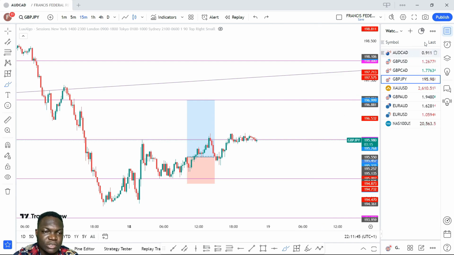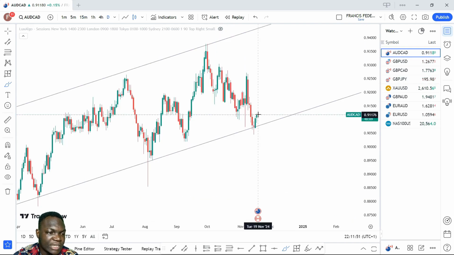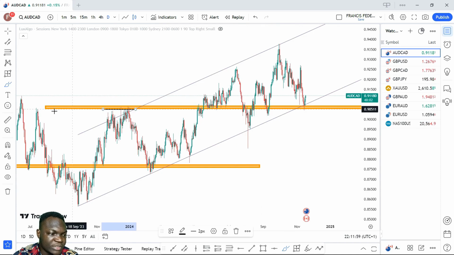Then the last one I took was AUD CAD, and the reason why I took AUD CAD was pretty simple. If we start from the daily time frame, you see that this area is a strong area of structure in the market. If I zoom in, you can see that this was resistance. You can see resistance around here, you can see support around here, you can see support here. So I expected that this area will hold as support again.